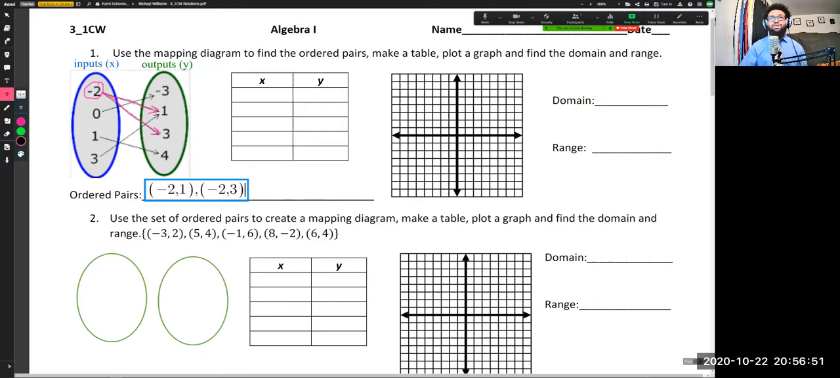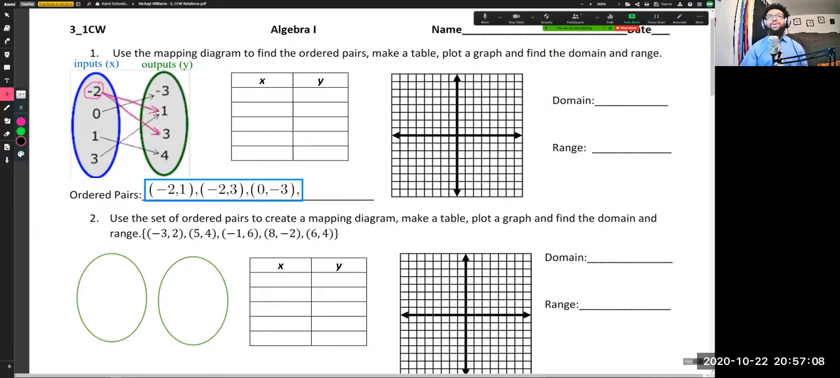Our next one, we're just going to go right down this list for our inputs. It starts with 0, and that's going to -3. So our next ordered pair is going to be 0, comma, -3. And don't forget these parentheses.